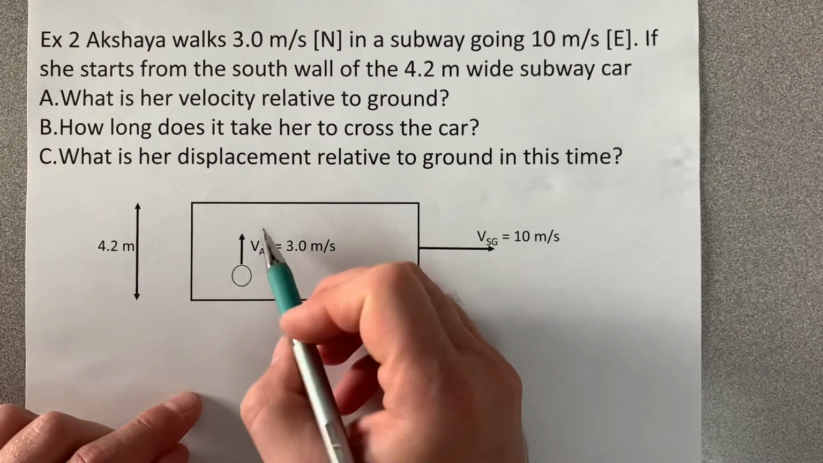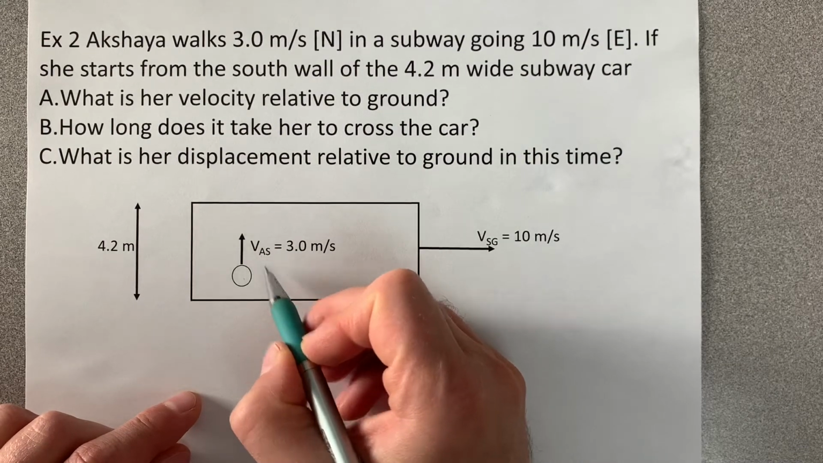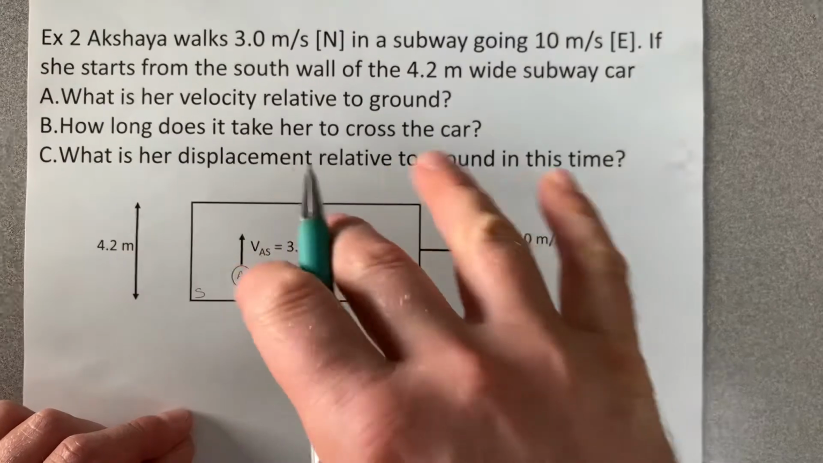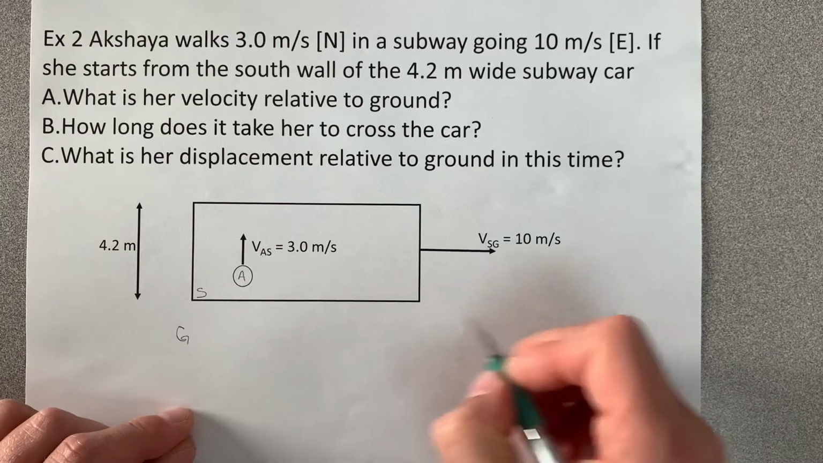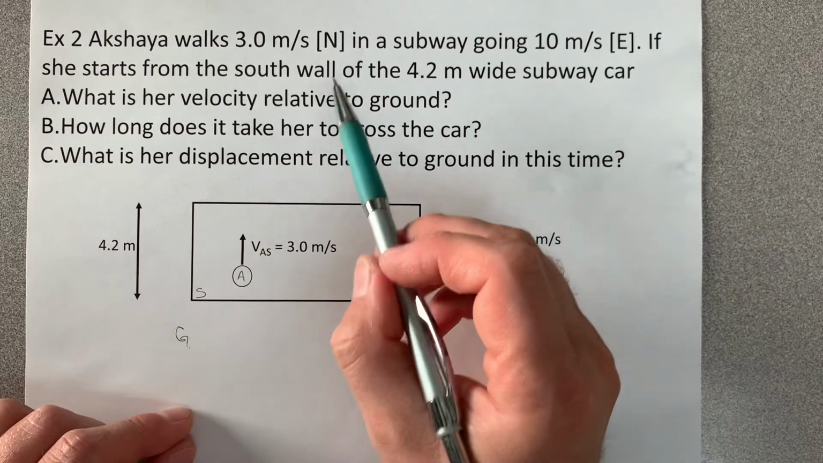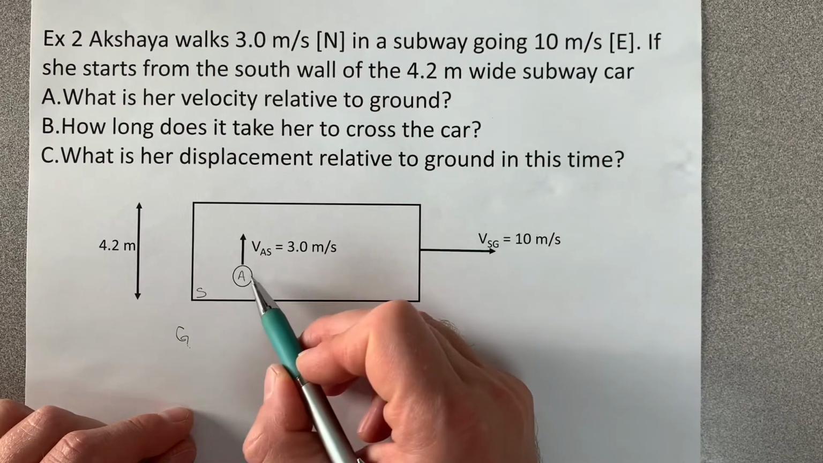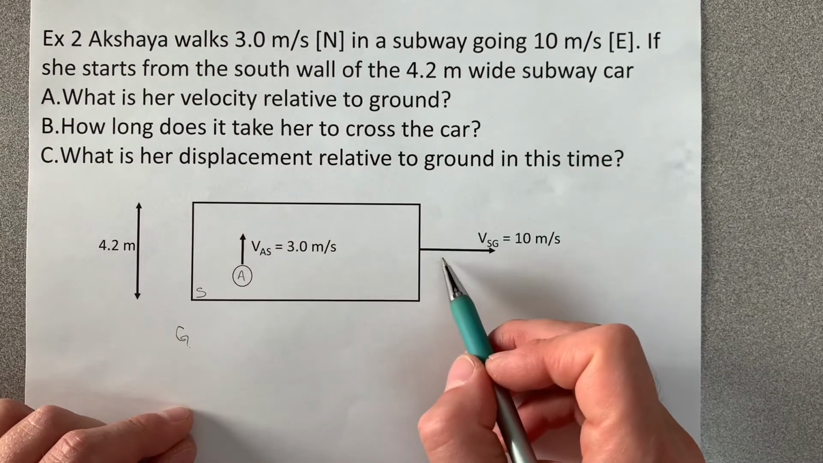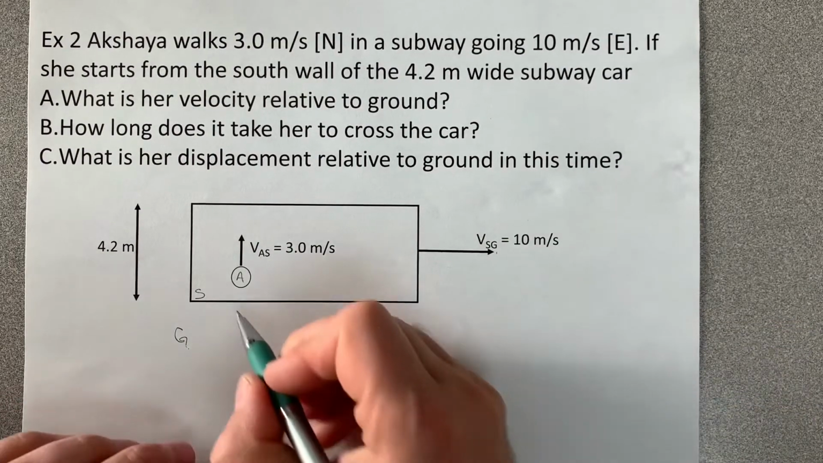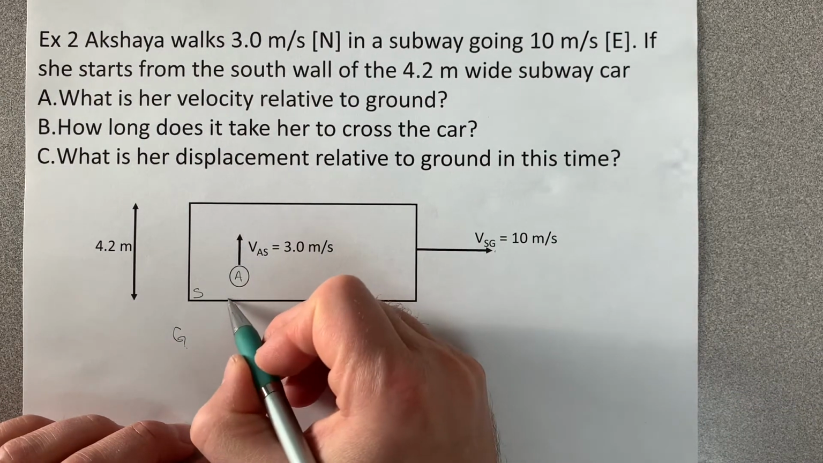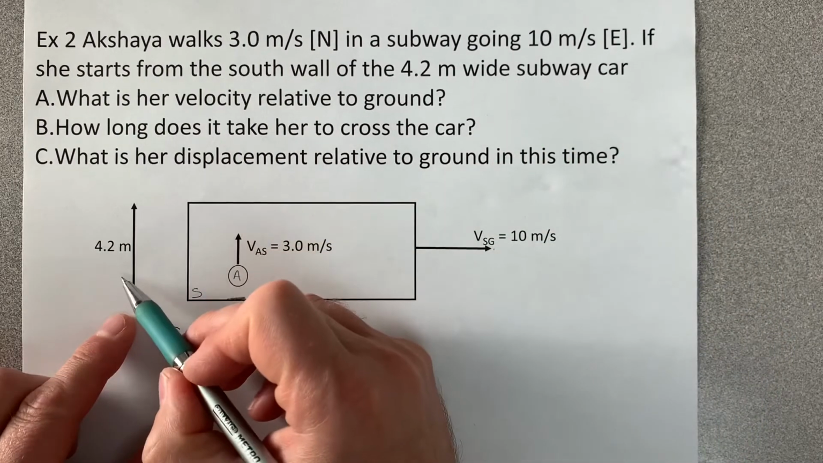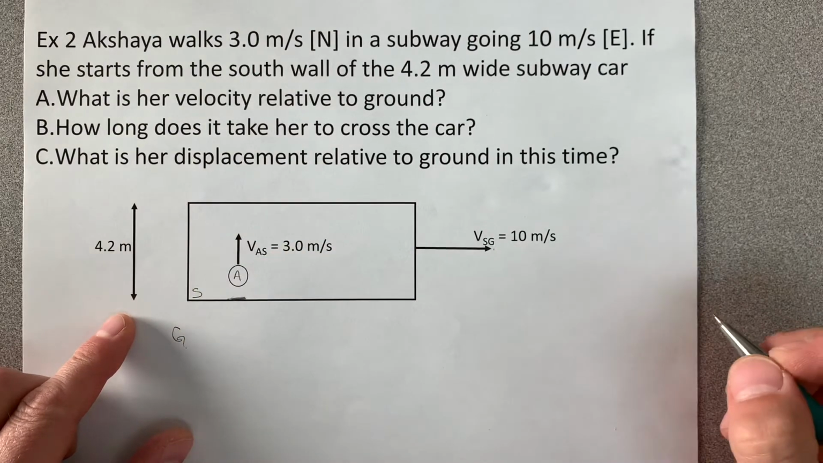I already included the subscripts here. This is Akshaya compared with the subway car. So here's Akshaya, here's the subway. Again, this is a top view, so I won't draw the surface of the ground, but somewhere out here is the ground. We know that she walks at 3 meters per second north, but the subway itself, subway to ground, is going at 10 meters per second east. She starts from the south wall, so she's starting here and going across this way. And then the subway car is 4.2 meters across.